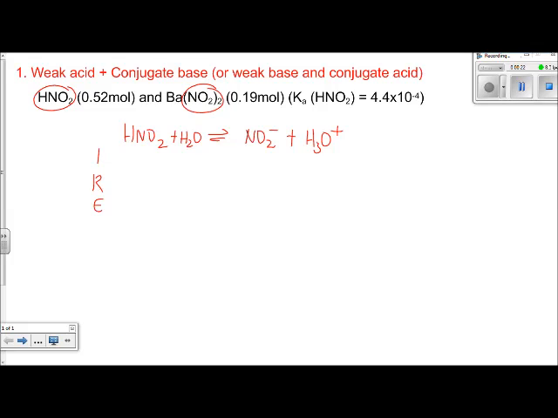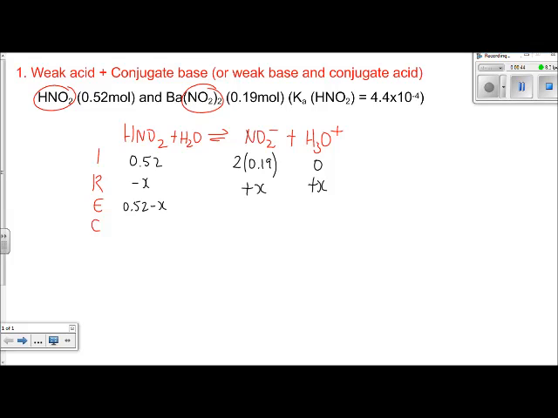HNO2 being a weak acid dissociates into the conjugate base and H3O plus. We need to get the amounts of each of the components into our initial line. Notice that for the barium nitrite moles, we have double that number of moles of nitrite itself, because there are 2 moles of nitrite for every 1 mole of barium ion.